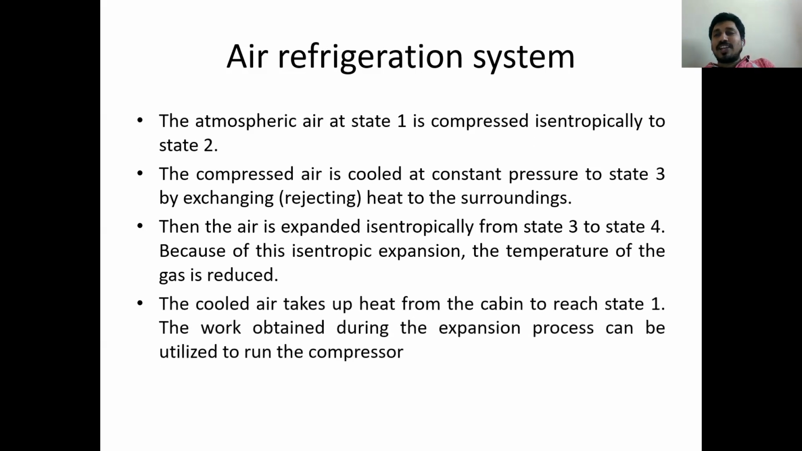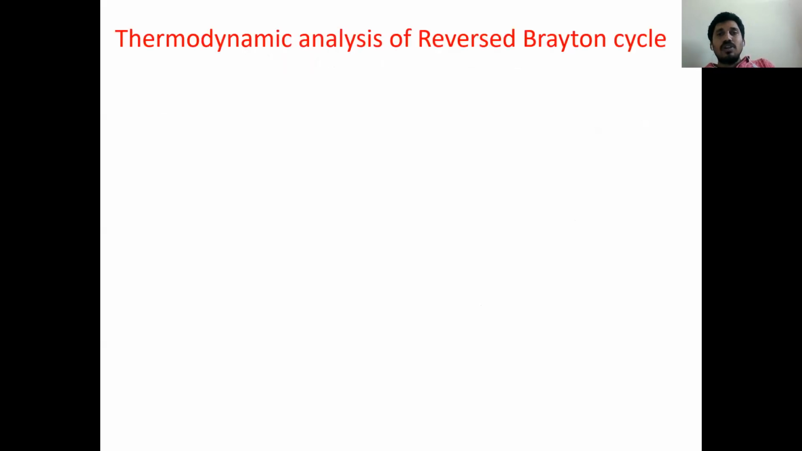Now after that expansion, the expanded air moves to a heat exchanger, a low temperature region heat exchanger, where heat is added from the refrigerated space. The temperature rises at constant pressure. So these are the four processes in brief. Now we'll move to thermodynamic analysis of the reversed Brayton cycle.